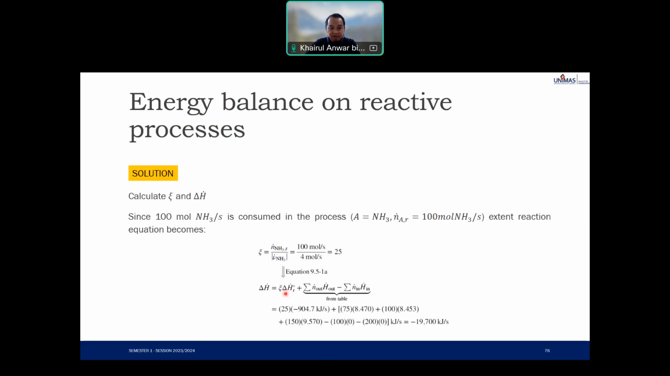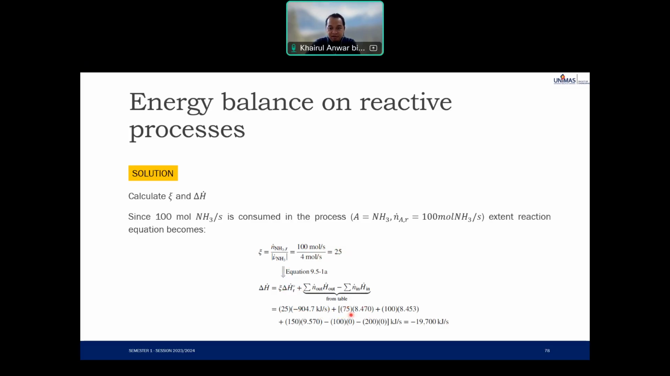Delta H of reaction is given as -4.7 kJ per second. 25 is the extent of reaction, calculated here based on ammonia. Can you use oxygen? Yes, you can as well. No problem, you will get 25 as well. It should be the same.